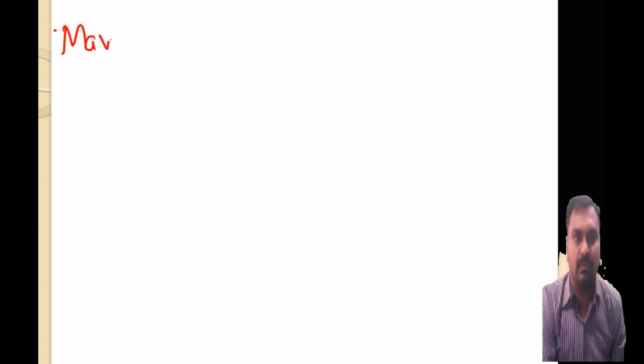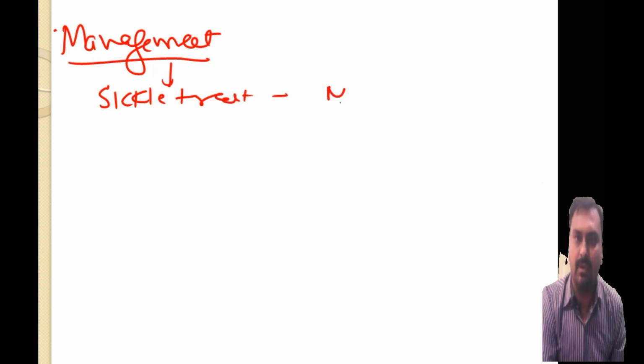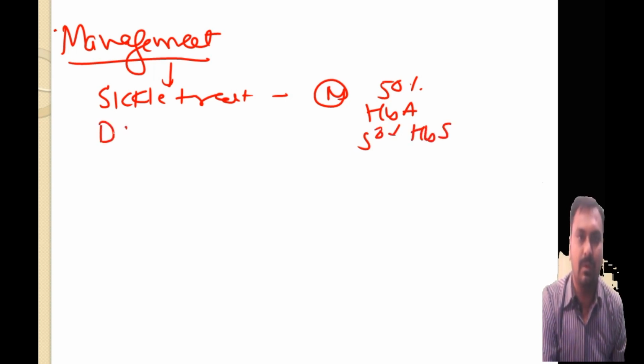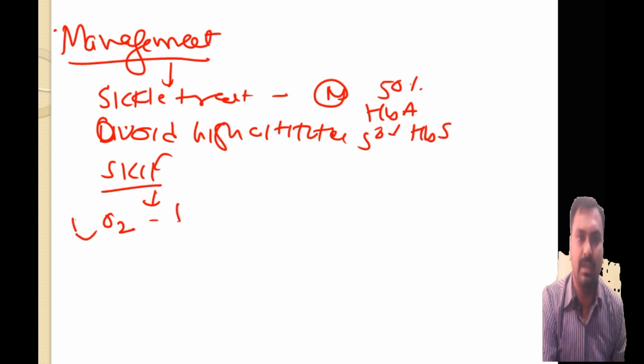And now the management portion of sickle cell. In sickle trait, the person will live a normal life because 50% of the molecules are HbA and 50% are HbS. But we have to advise him to avoid high altitude. Also, the sickle disease patient has to avoid high altitude because oxygen is less, so deoxyhemoglobin will favor the precipitation.